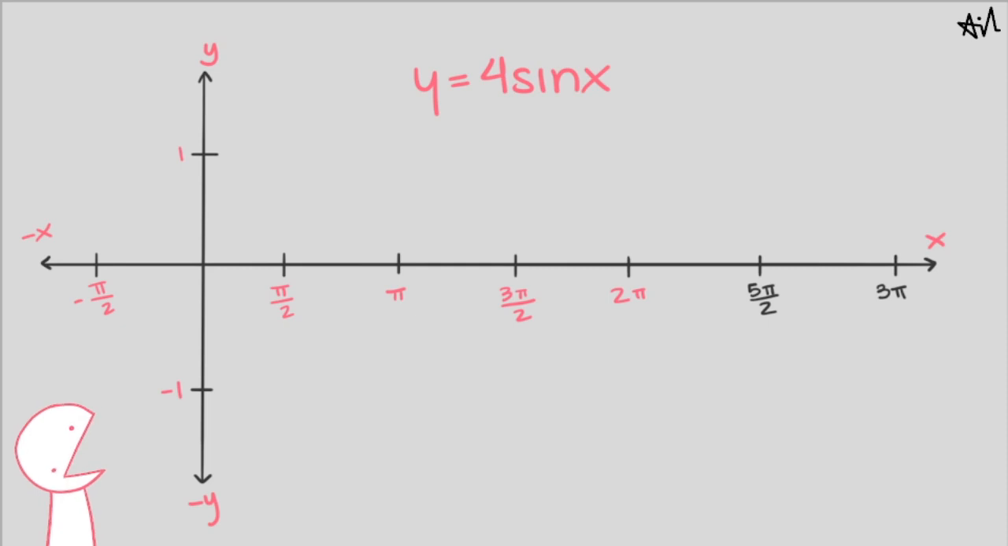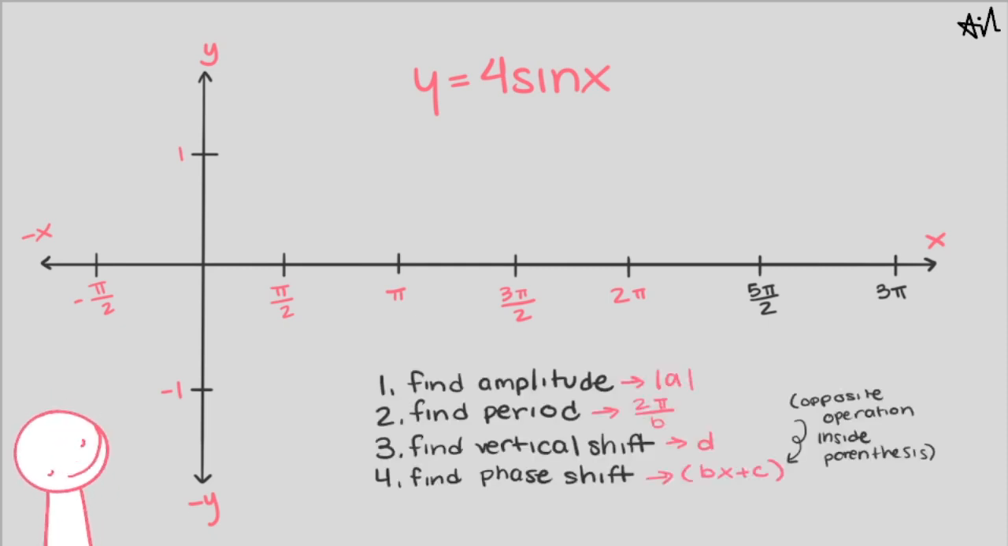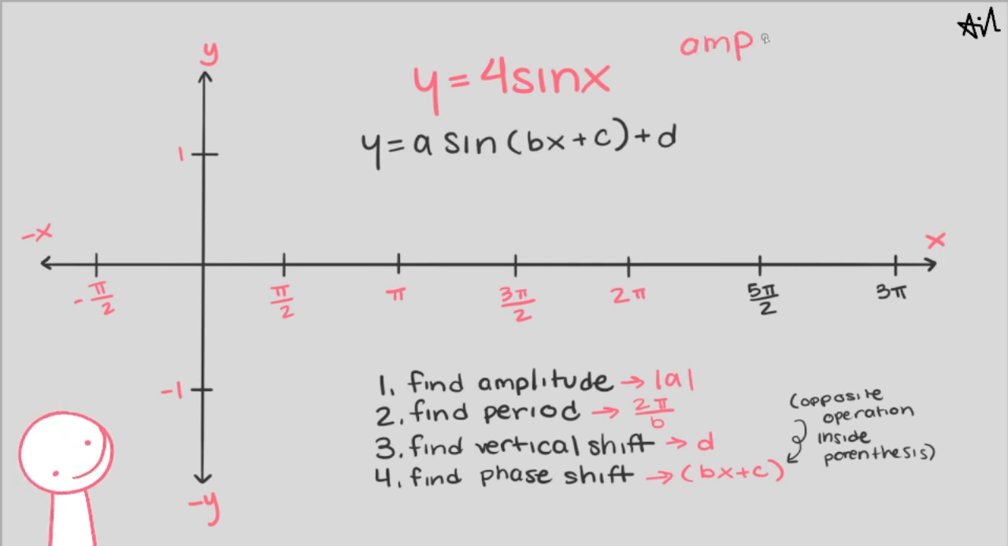Alright, next up, let's try y equals 4 sine of x. Our general rule of thumb is we need to find the amplitude, the period, the vertical shift, and the phase shift. So let's do that. We can find the amplitude by taking the absolute value of a, which is in front of sine. So the absolute value of a, which is the absolute value of 4, is 4. We're going to turn this 1 and -1 into a 4 and -4.